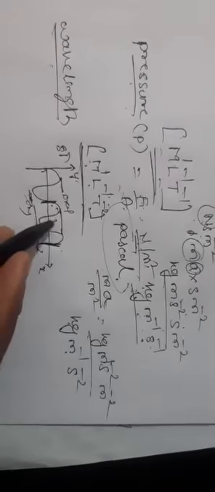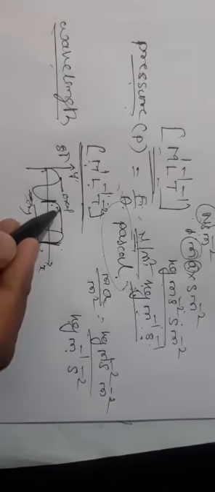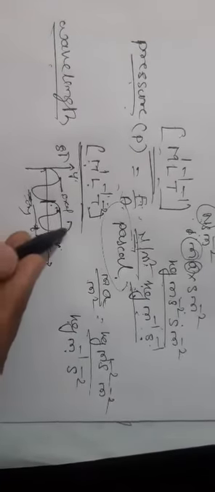The distance between one consecutive wave and the next consecutive wave is called wavelength. It is a distance, measured in meters. The symbol of the wavelength is lambda. The unit of wavelength is meter.